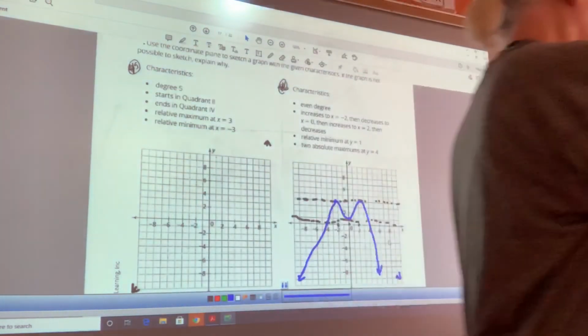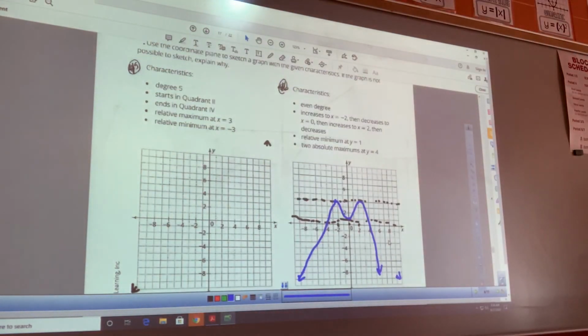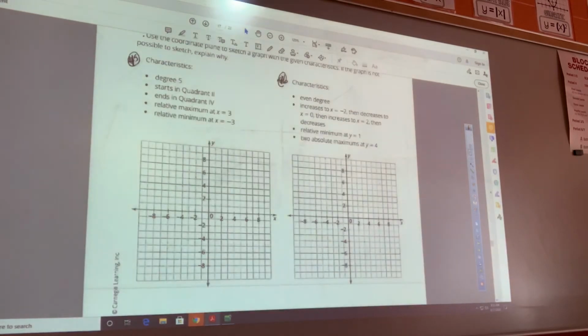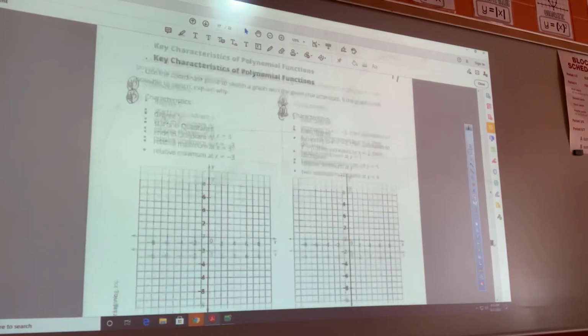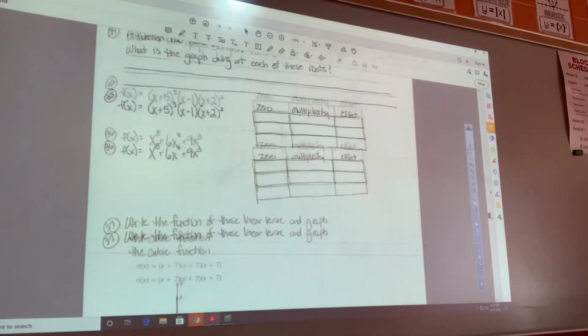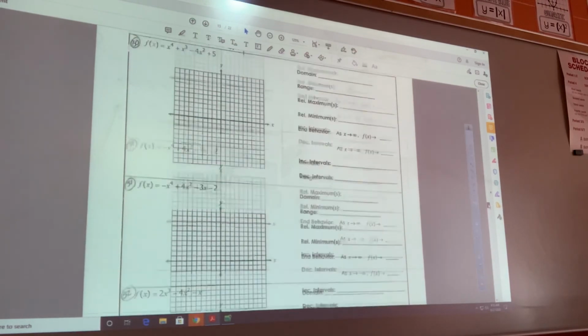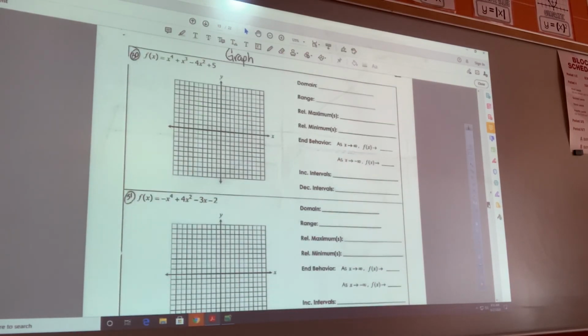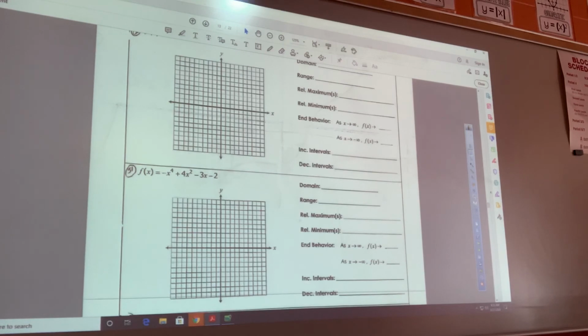Okay? All right, that's going to be it for finishing up the packet. If you have any questions on anything, please reach out to me. Maybe I'll have time to do just another one on graphing these, because I want to make sure that you know how to do these type problems.